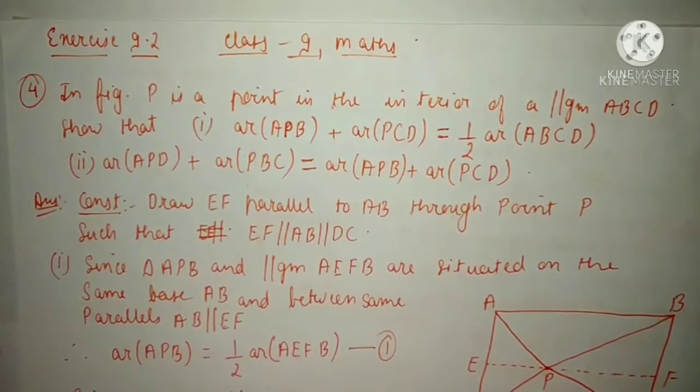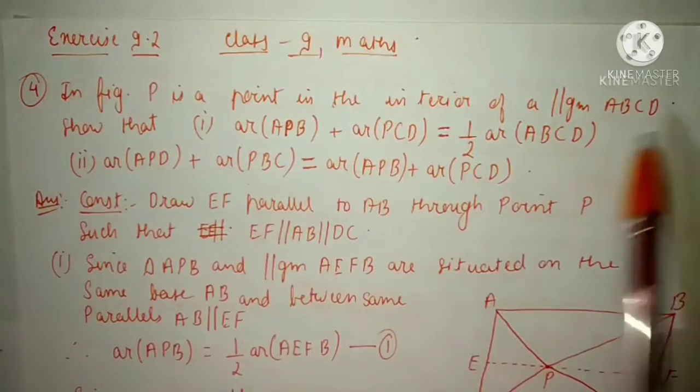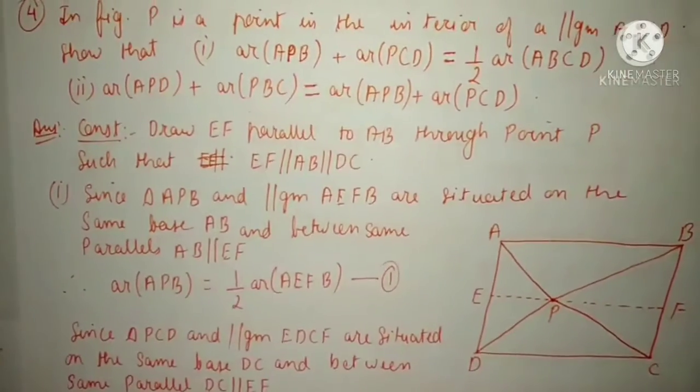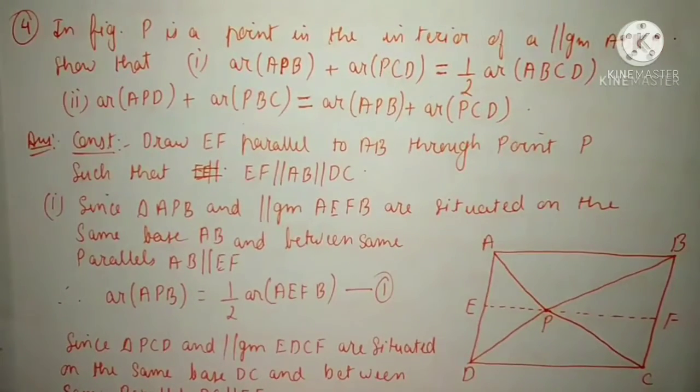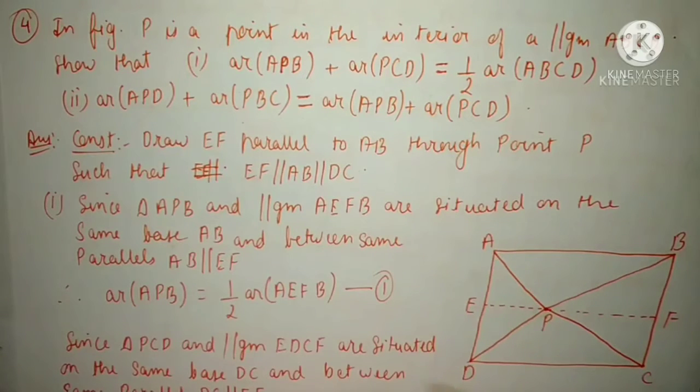Now see the fourth question. In the figure, P is a point in the interior of a parallelogram ABCD. See, this is the given figure. This P is a point in the interior of parallelogram ABCD.